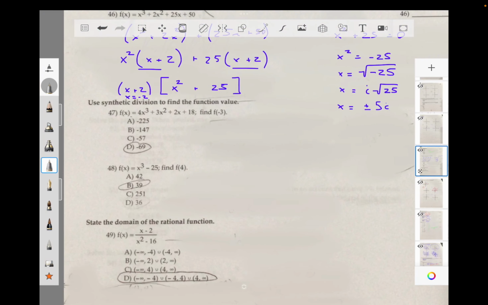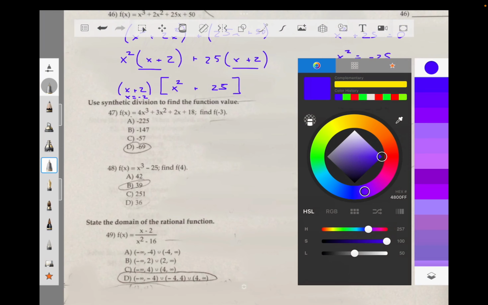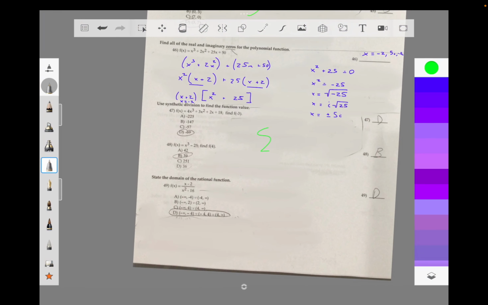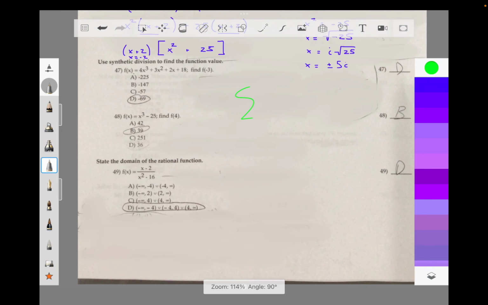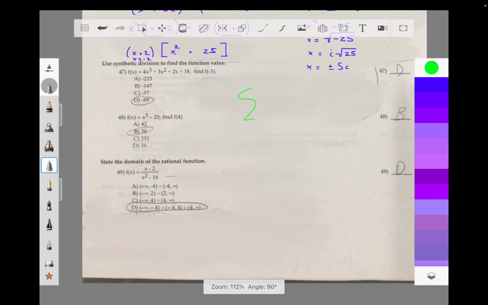Use synthetic division to find the function value. I don't remember that. I'm not even going to pretend I remember that. Whatever, skip.